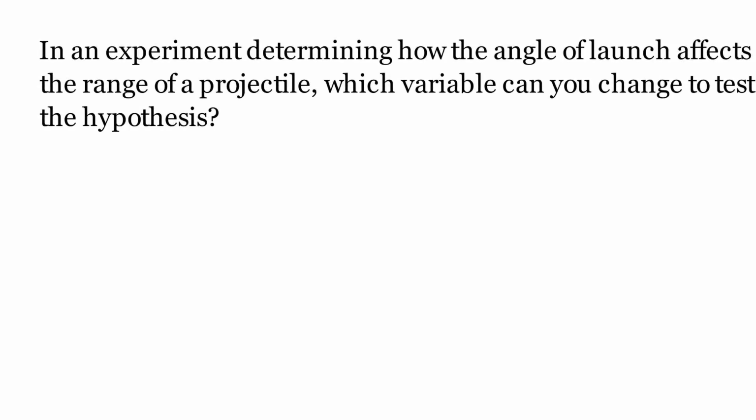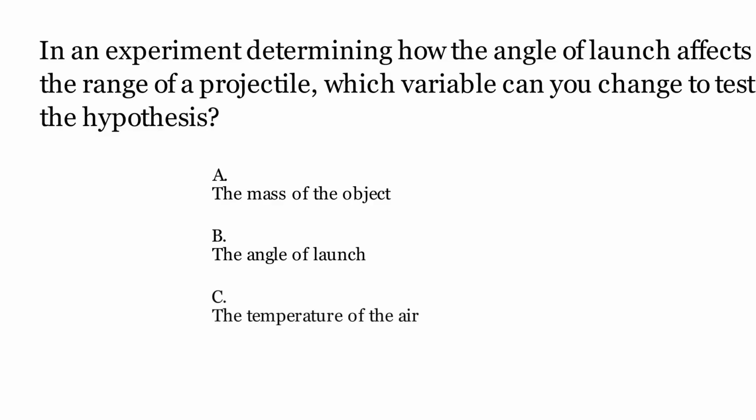In an experiment determining how the angle of launch affects the range of a projectile, which variable can you change to test the hypothesis? Letter A. The mass of the object. Letter B. The angle of launch. Letter C. The temperature of the air. Letter D. The type of surface the projectile lands on.